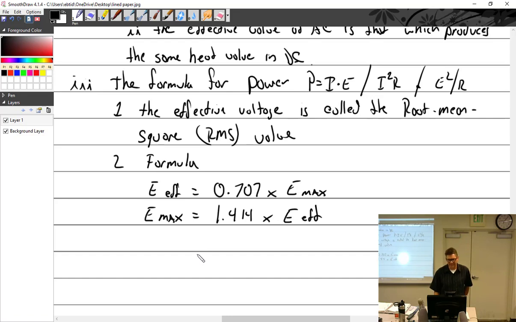All right. So if I said, hey, I plug in my voltmeter over here, and I said, wow, that's pretty weird, man. We had 110 volts coming out of there. And I tell you that is the effective. What would the max be? More. 110 times 1.414.